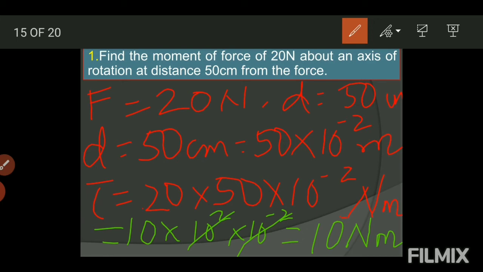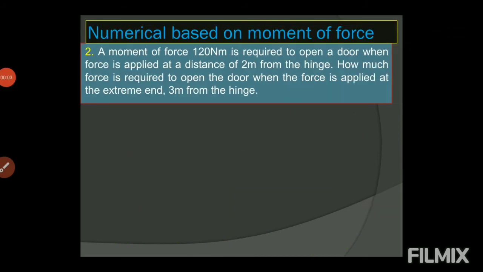So if you use the index method, is it not your calculations becoming simpler? Now some of you may say, Miss, how do you get that 10 to the power 2? I took these two zeros separately, so it becomes 10 to the power 2. And then I multiplied 2 and 5 as 10. So I could cancel out. I got the answer as 10 Newton meter.